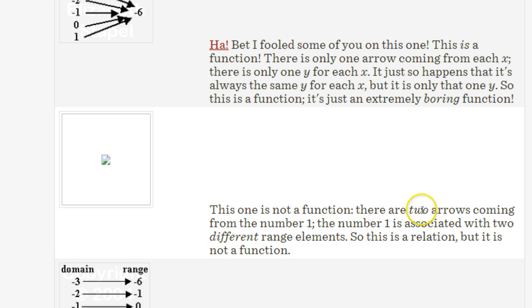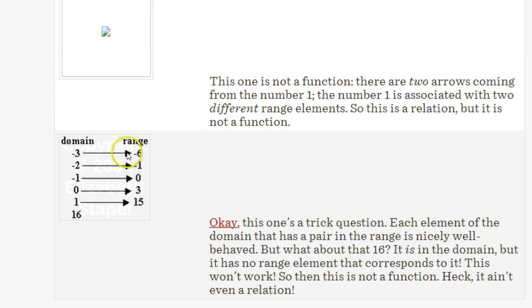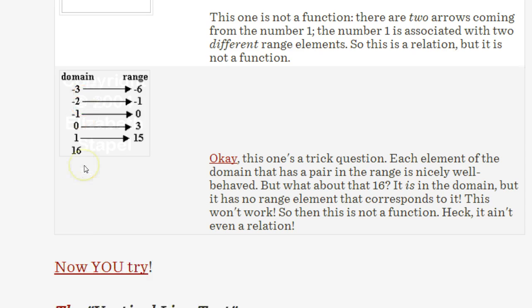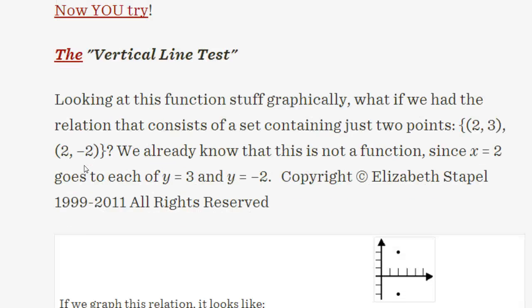Okay, there are 2 arrows coming from number 1. The number 1 is associated with 2 different range elements, so this would not be a function even though there's no picture. Okay, now this one right here, you'd think this one is actually a function because it's going from 1 to each, but in fact 16 is not going anywhere. So this is not a function, nor is it a relation, so it's really interesting how it works.